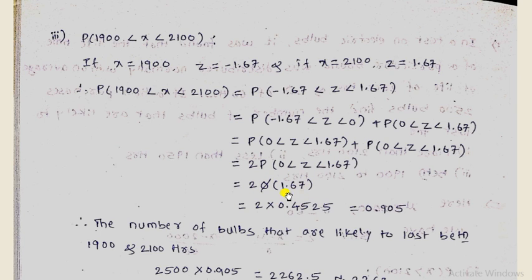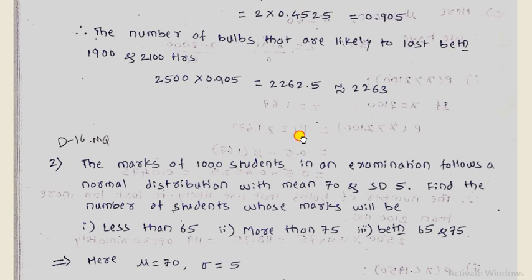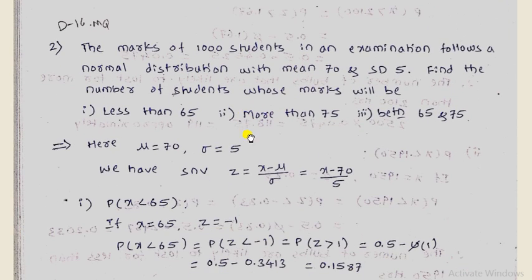According to the normal distribution table, 1.67 is 0.4525, which gives 0.905. Then multiply this value with the total number of bulbs, 2500, which gives the approximate result as 2263.